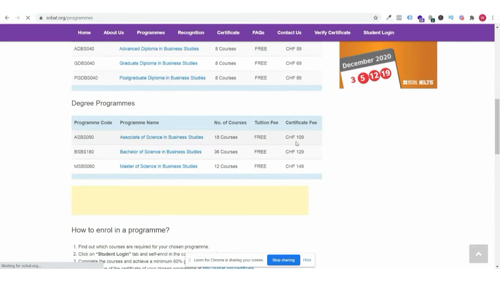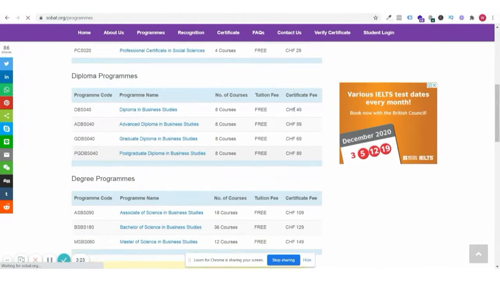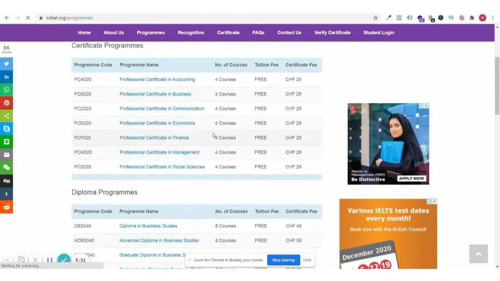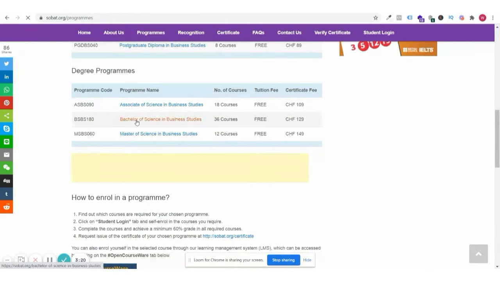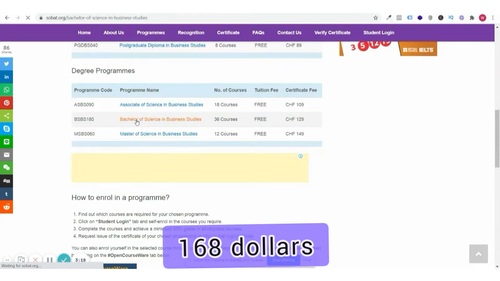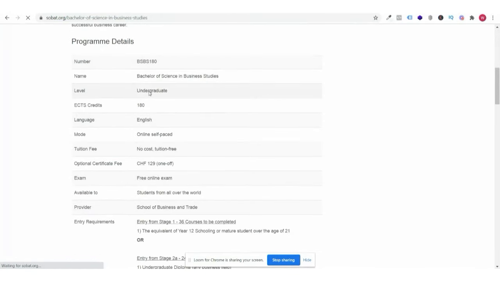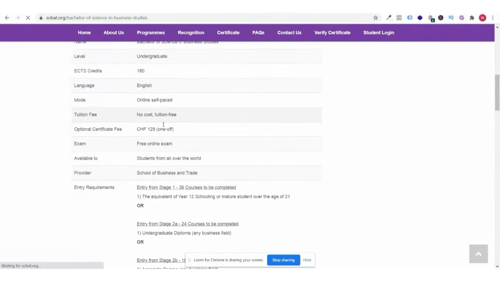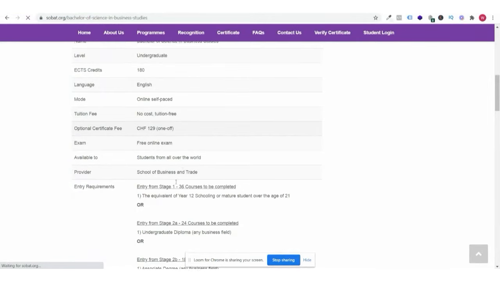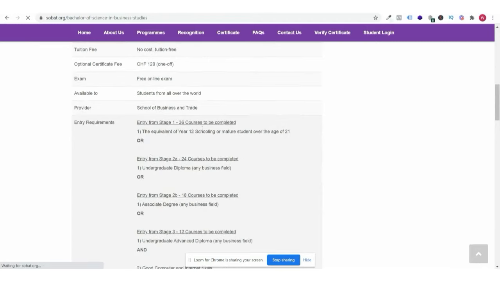In this school, you just pay for the certificate and you see the highest amount is just 149 Swiss franc, which is about $168. And you can have a bachelor's degree. Let's check out the program, the full details. Here you see it's online and it's self-paced, it's free. Free online exams, then you pay 129 Swiss franc for the certificate.